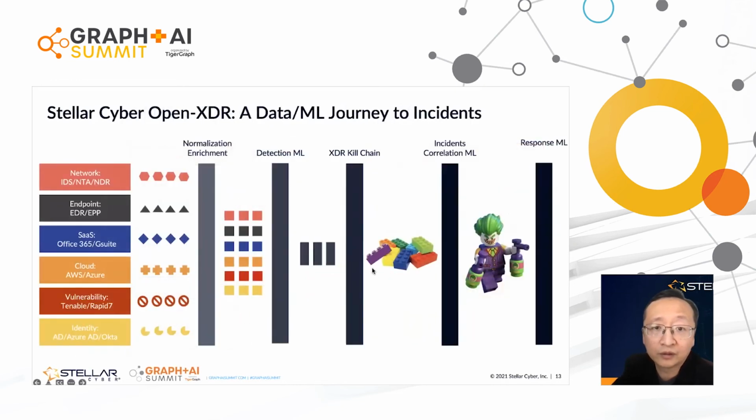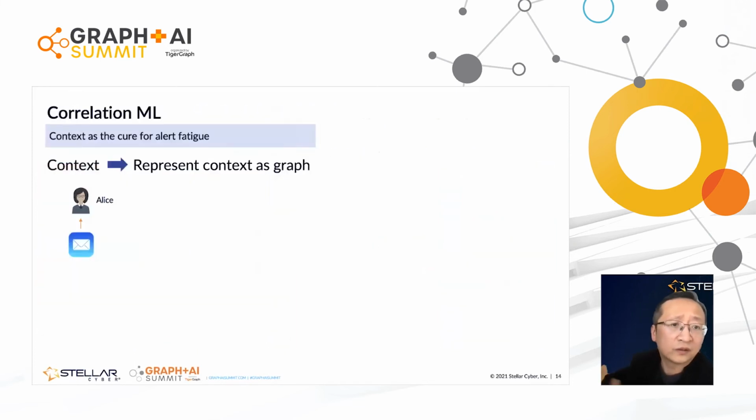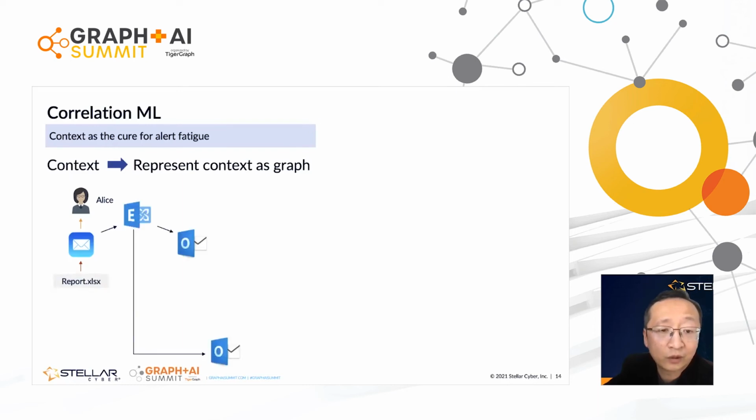So I talked about the detection a little bit. Now I want to talk about the correlation, which needs an even more graph-based perspective in the machine learning. Fundamentally, for correlation machine learning, we need to build the context, as I mentioned. We believe the context is a cure for alert fatigue. But how do we present context? Actually, context is easy to present as a graph. Here is an example, right? For example, Alex is going to send an email, attach a report, and send it to Exchange, and then it lands in the mailbox of his colleague.